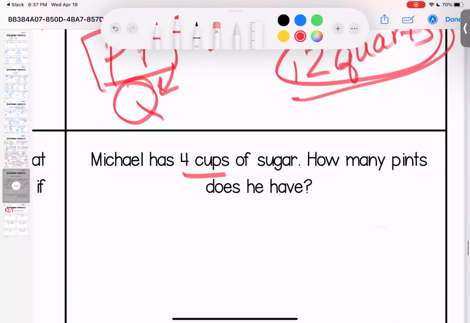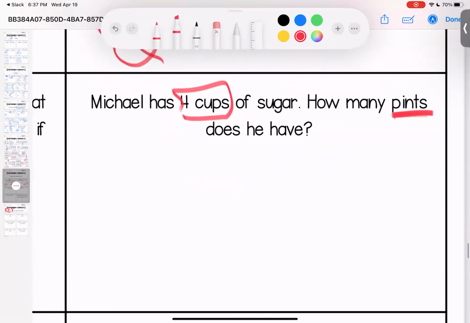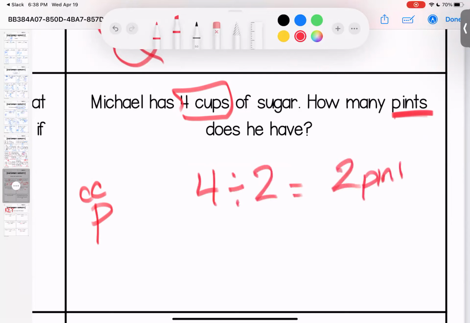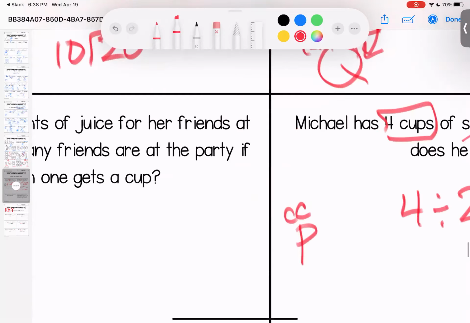Michael has 4 cups of sugar. How many pints does he have? All right, cups and pints. We know 1 pint, they have 2 crowns. They are a little bit spoiled. So if I have 4 cups, 4 divided by 2 gives me 2 pints. 2 pints, and we're going to make this water by the time you guys have it because sugar just sounds funny. I'm changing my mind.